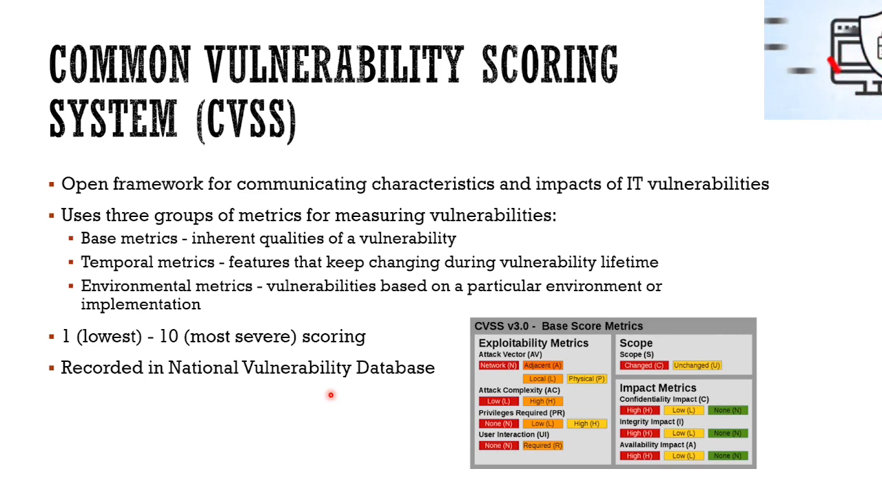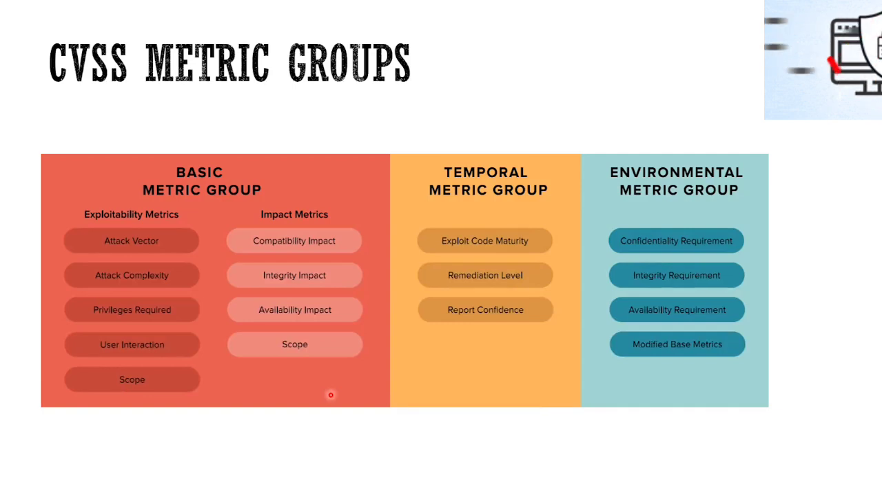The CVSS metric groups would include things like, for the base group, how exploitable is this thing? What would be the impact? You don't need to memorize this stuff, but it's good to know. Or the temporal metric group: what is the maturity of the exploit code? What is the level of remediation, or how confident are we in this? Or the environmental metric group: what are the requirements for confidentiality, integrity, availability?